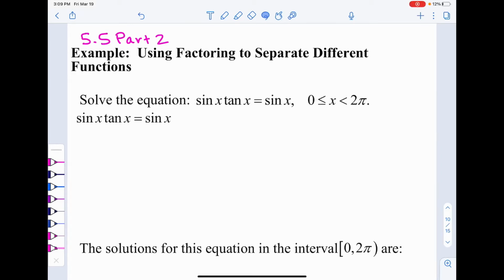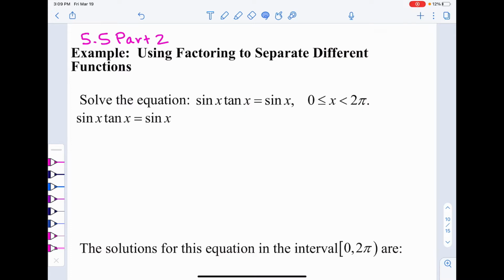Looking at section 5.5, part 2, we're going to use factoring to separate different functions. They tell us to solve the equation sine x tan x is equal to sine x, where x falls between 0 and up to 2 pi. So given an equation, we're allowed to work on both sides of the equal sign. The goal would be to get everything to one side of the equal sign and then look for factoring.